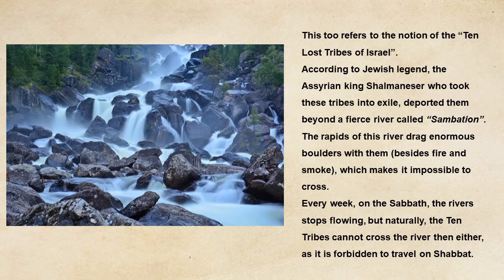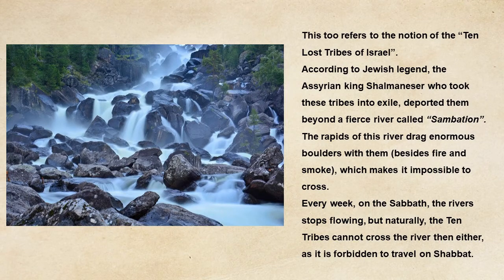The river of stones also refers to the notion of the 10 lost tribes of Israel. According to Jewish legend, the Assyrian king Shalmaneser, who took these tribes into exile, deported them beyond a fierce river called the Sambation. The rapids of that river drag enormous boulders with them at unbelievable speed, and fire and smoke, and so that makes it impossible to cross. However, according to legend, it's even described already in the Talmud, but it has triggered the fantasies of many people. People have gone out on long trips to try to find this river. But every week, miraculously, on the Sabbath, this river stops flowing.